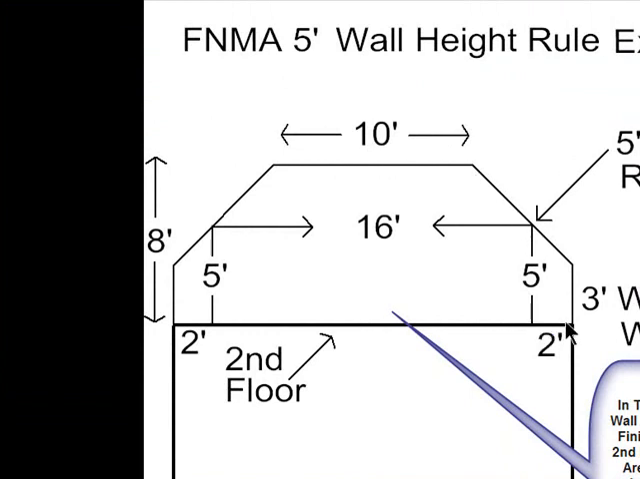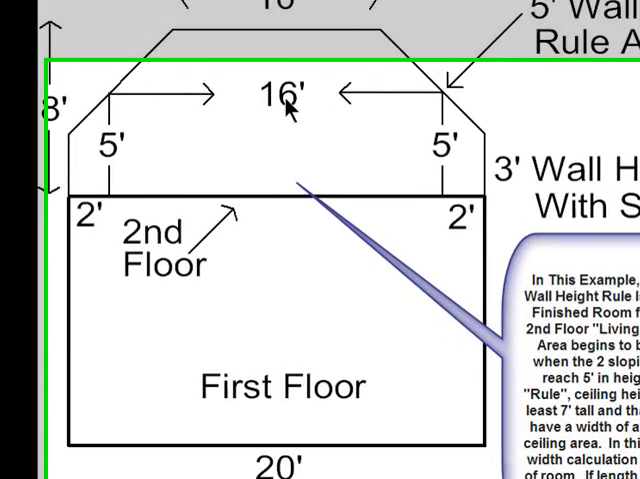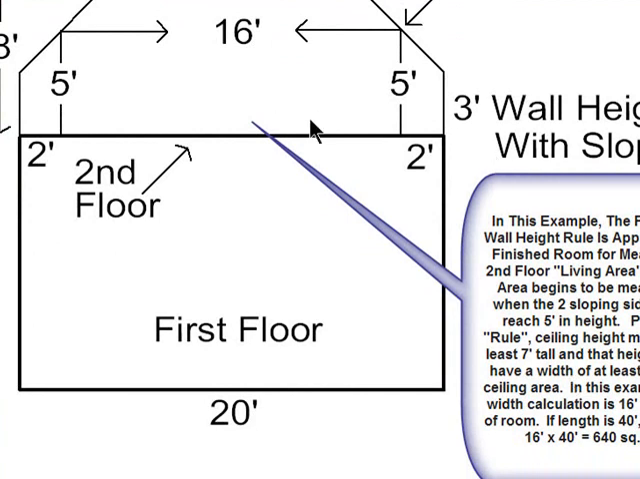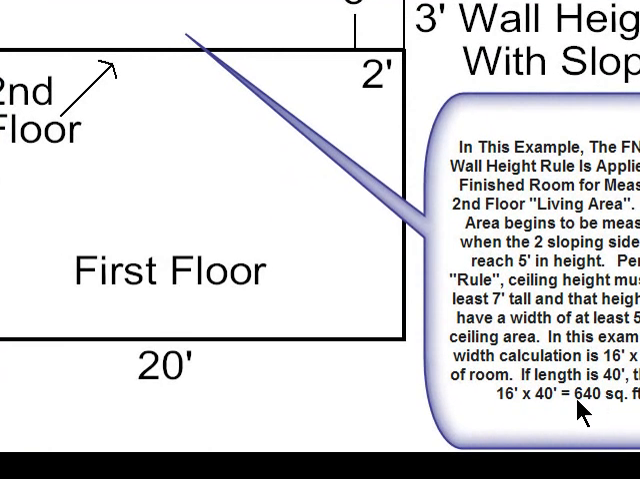So again, we go over from the slant up to the 5-foot level. We shoot our dimension across. This is 16 feet across. We take the 16 feet, which is the width, times the length of the room. In this particular example, we have a room that's 16 by 40 feet, so we would have living area of 640 square feet that we could use from the second floor.